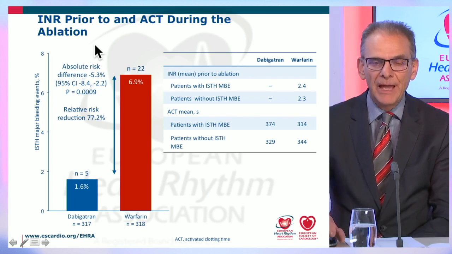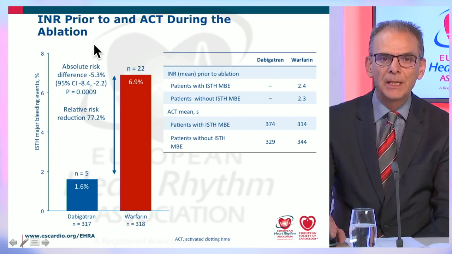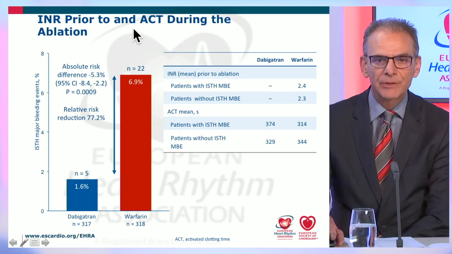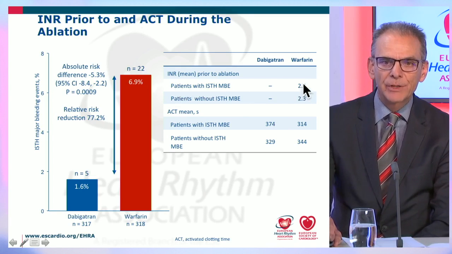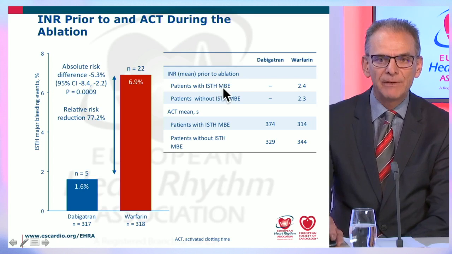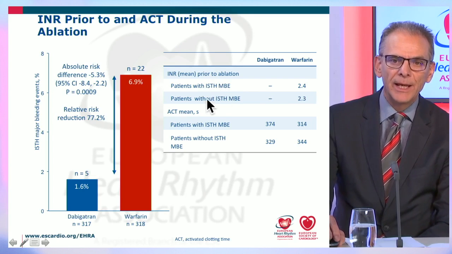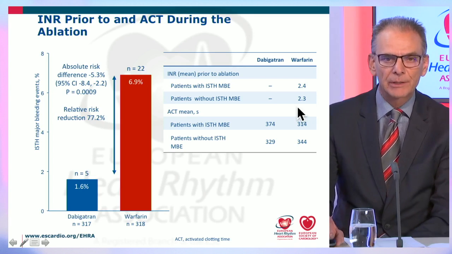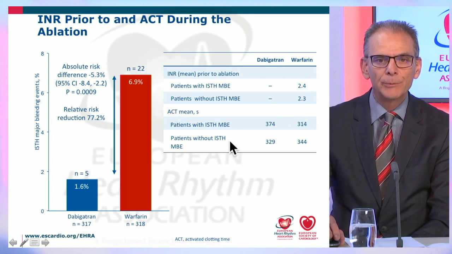We asked ourselves the question, has the INR something to do with the likelihood of bleeding? Or is the ACT different in the warfarin and the dabigatran group? As to the first question, you can see here that the average INR prior to ablation in patients having a major bleeding event was 2.4. And the average INR prior to ablation in those patients who did not have major bleeding events was 2.3, so no difference whatsoever.